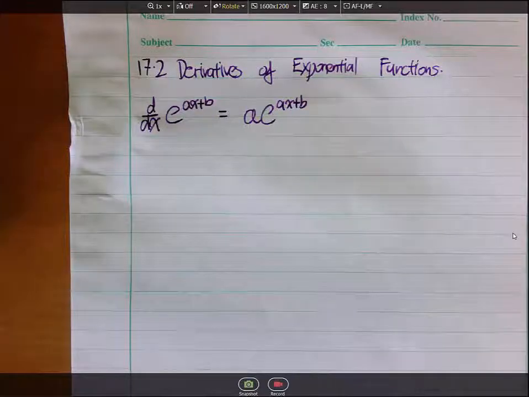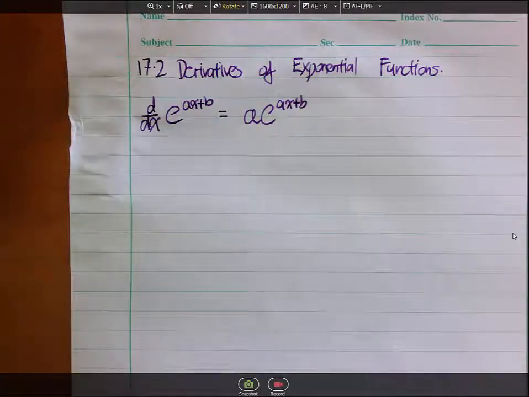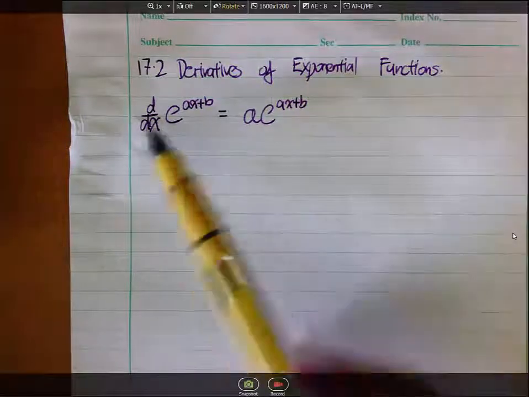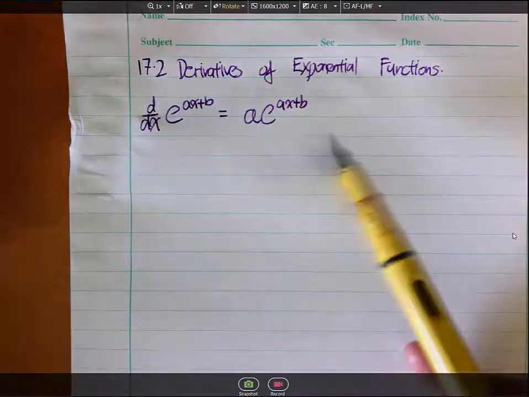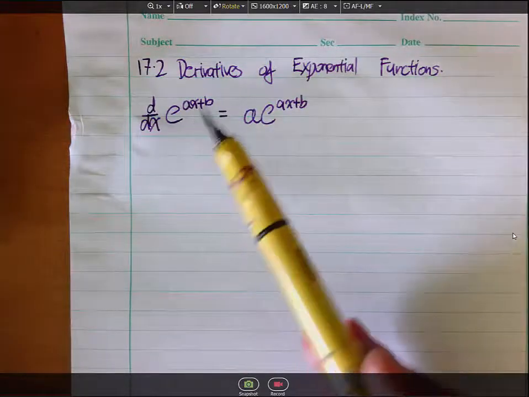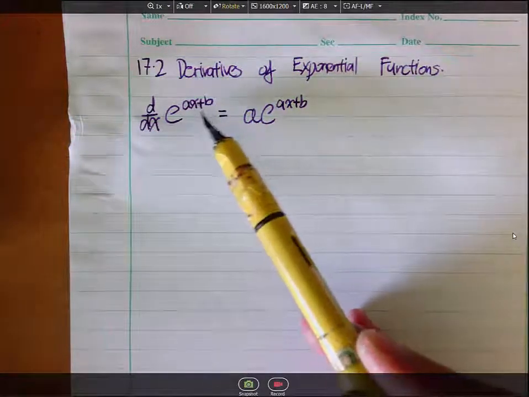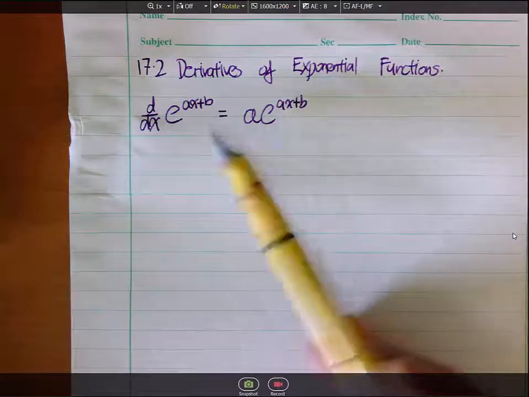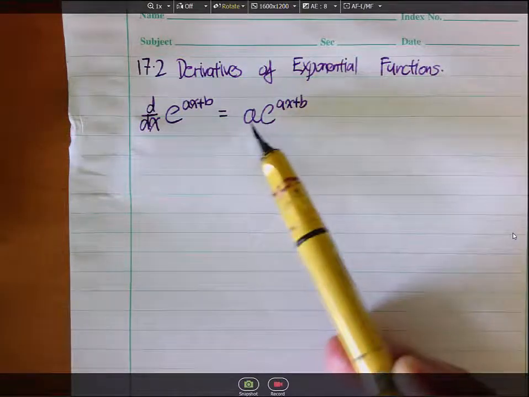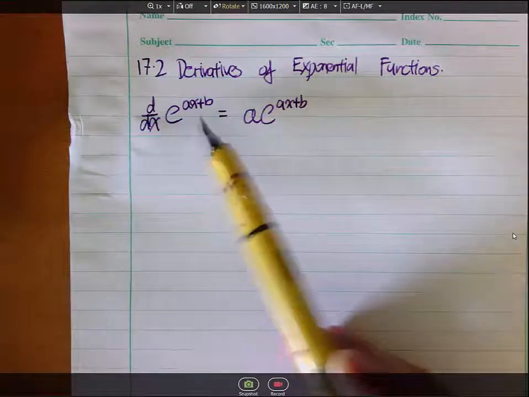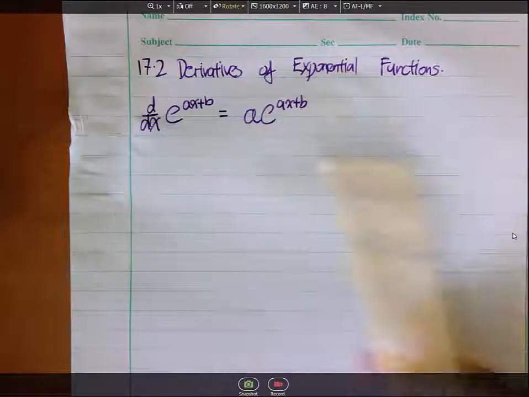Okay, welcome to chapter 17.2, derivatives of exponential functions. So first, you need to know that when you differentiate e to the power of ax plus b, we differentiate the power. Ax plus b differentiated gives you a. You put it down, so it's a product, then you copy e to the power of ax plus b and put it back there.